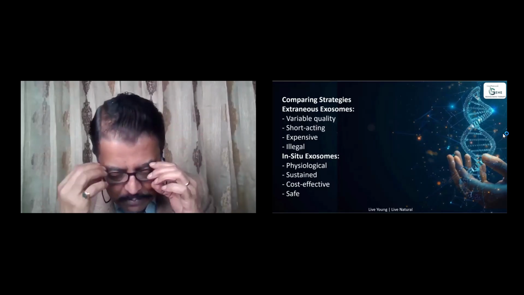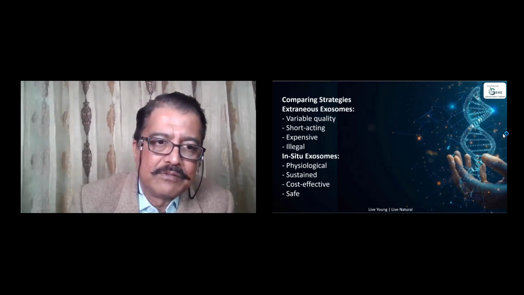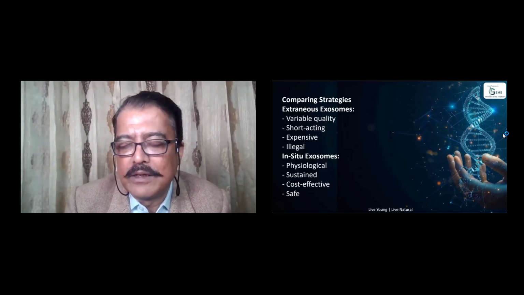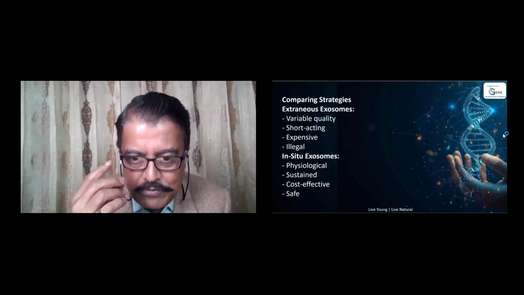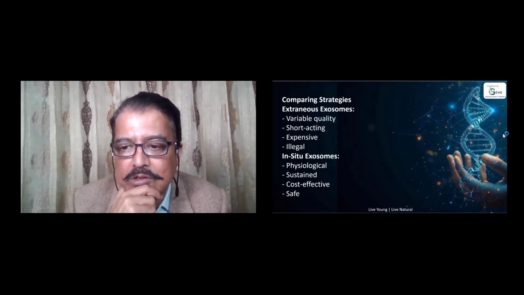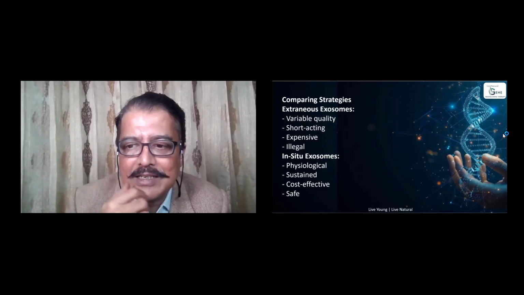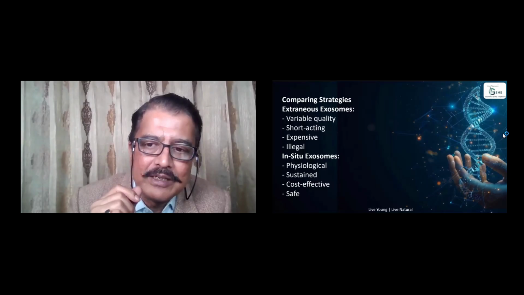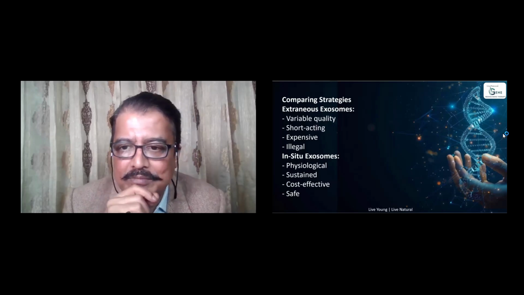So that brings us to the important question, money. Of course, they are expensive. One injection of exosomes can vary between 20,000 to 40,000 rupees. How long will they last? So definitely, it's an expensive thing, not something the bulk of the population is going to follow.